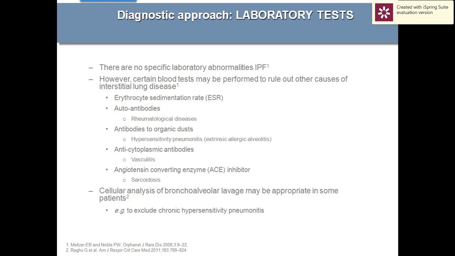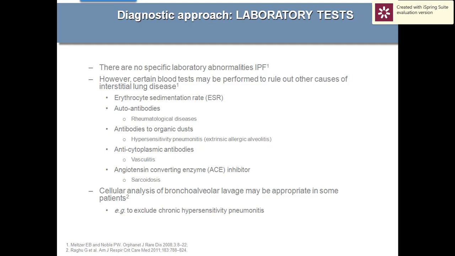Diagnostic approach, laboratory test. What do we request for them? Tests. Sometimes we can request ESR to check for connective tissue disease, autoantibody, RF, and CCP, antibody to the organic test.